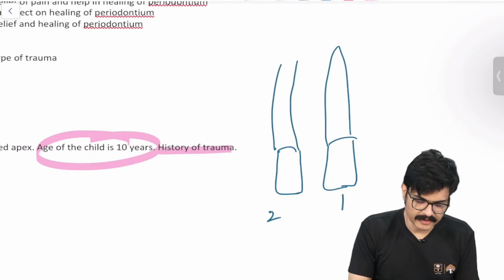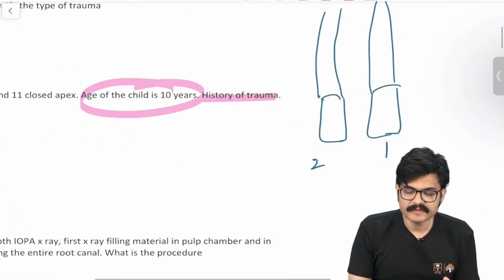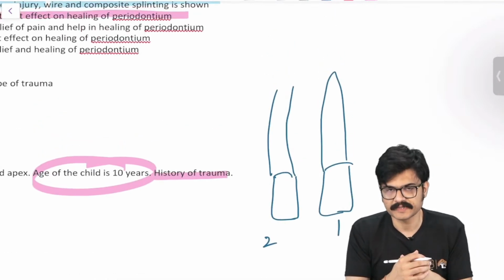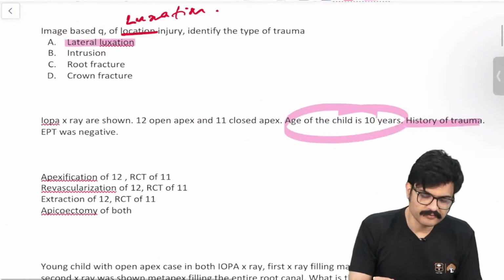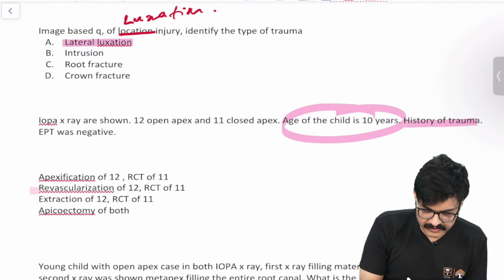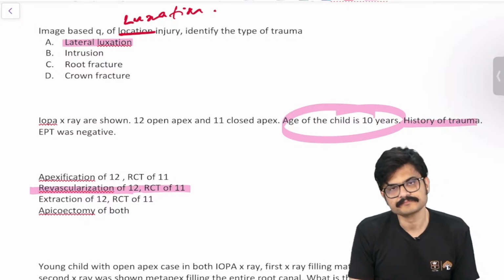Debridement, root canal treatment. Now, what are you going to do in this open apex case? You can do apexification, you can do revascularization. Since it's an open apex case, it would be great if you try revascularization and be successful in that. So the answer would be revascularization of the lateral and obviously RCT of the central.